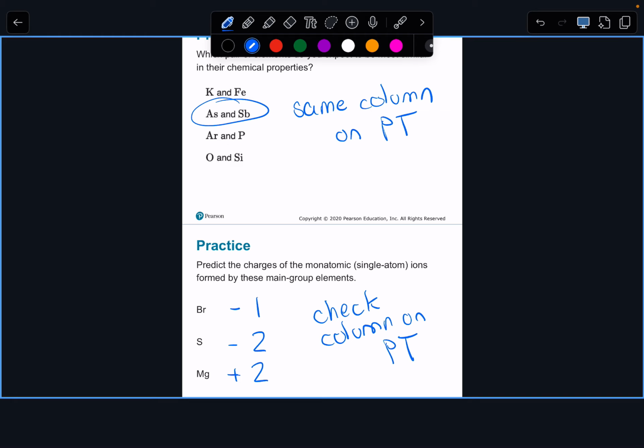But arsenic and antimony, Sb is antimony. I don't know what the Latin word for antimony is. Anyway, those are in the same column, so we call those families. And we don't really know why they have the same properties yet. We just know that that's how the periodic table was organized. Okay? And then charges are also based on the columns on the periodic table.